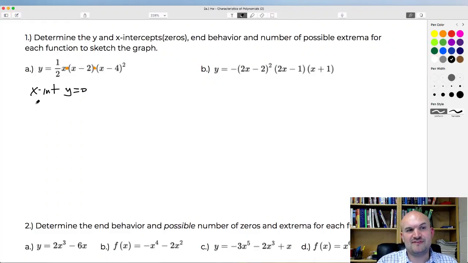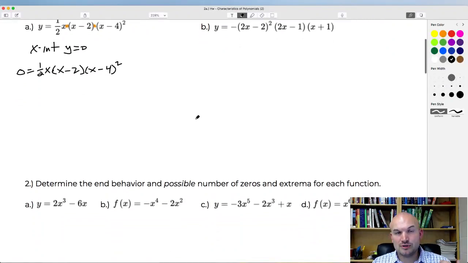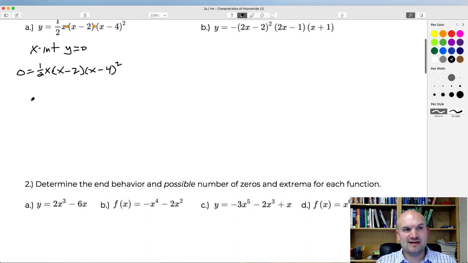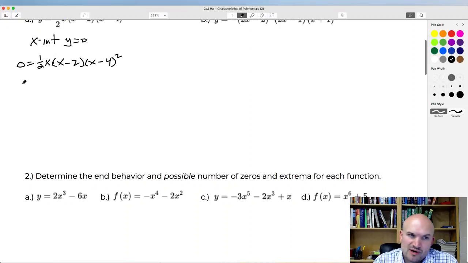Now, in this case, we're just going to be finding the real zeros. So we're going to replace y with 0, and we're going to have 1/2 times x times (x minus 2) times (x minus 4) squared. Now, when we're looking at this, as far as identifying the zeros, we can apply the zero product property. As long as we have a product equal to 0, we can set each and every factor equal to 0. Now, we don't need to set 1/2 equal to 0, because 1/2 is not equal to 0.